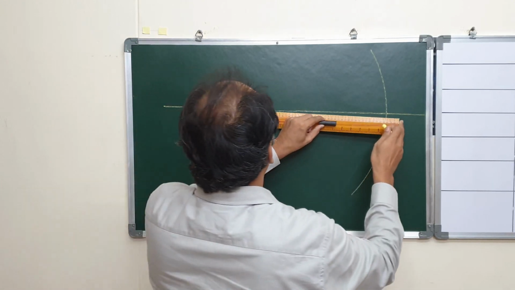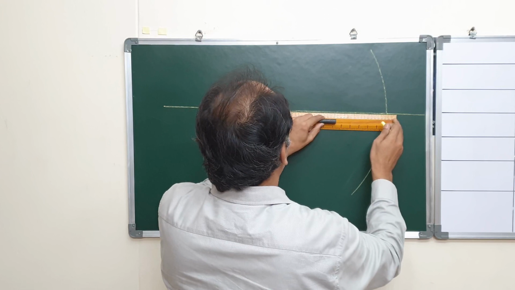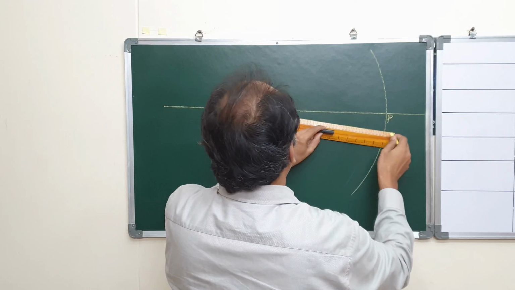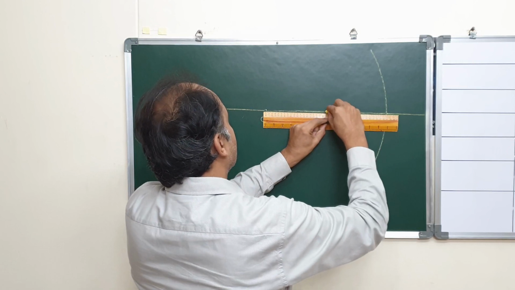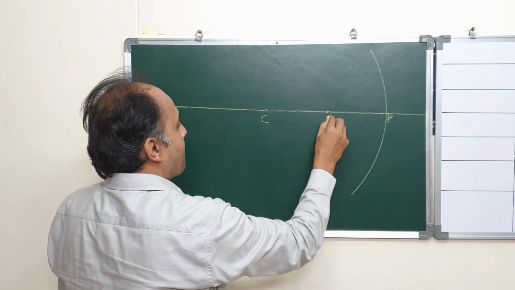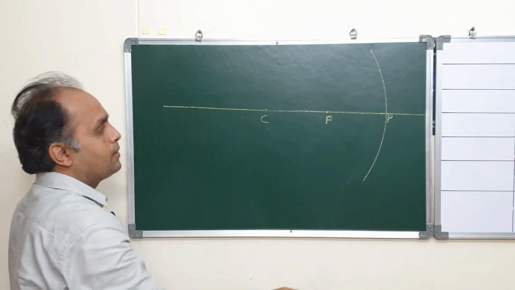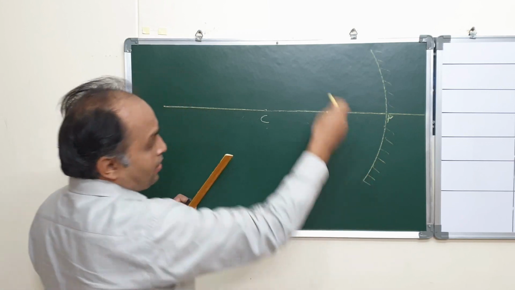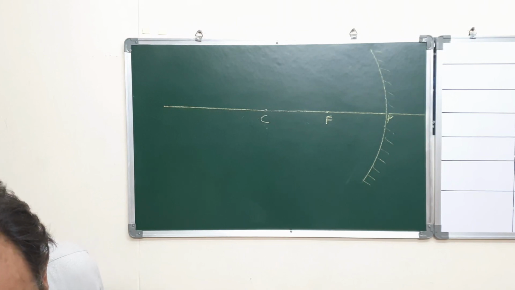We will now mark the center of curvature. We will now mark the pole over here on the mirror, and the midpoint of CP is the focus. That's over here, there's the focus. Now, since this is a concave mirror, the outer side is polished and the hollow side is reflecting. Now, the first position of the object is at infinity.